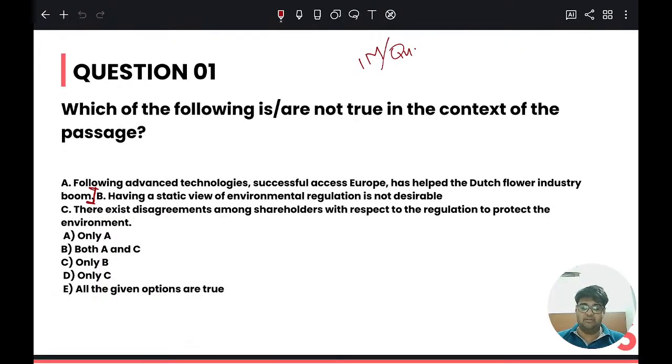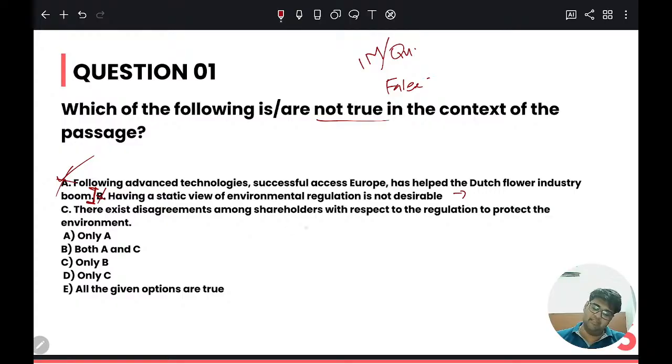Which of the following is or are not true in the context of the passage? Following advanced technology successful across Europe has helped Dutch flower industry boom. Are not true. So that is false. So this is true though that is not my option. Having a static view of environmental regulation is not desirable. Exactly. That was the whole thing. Like if that is too static and the companies are changing, so this would be really inappropriate.